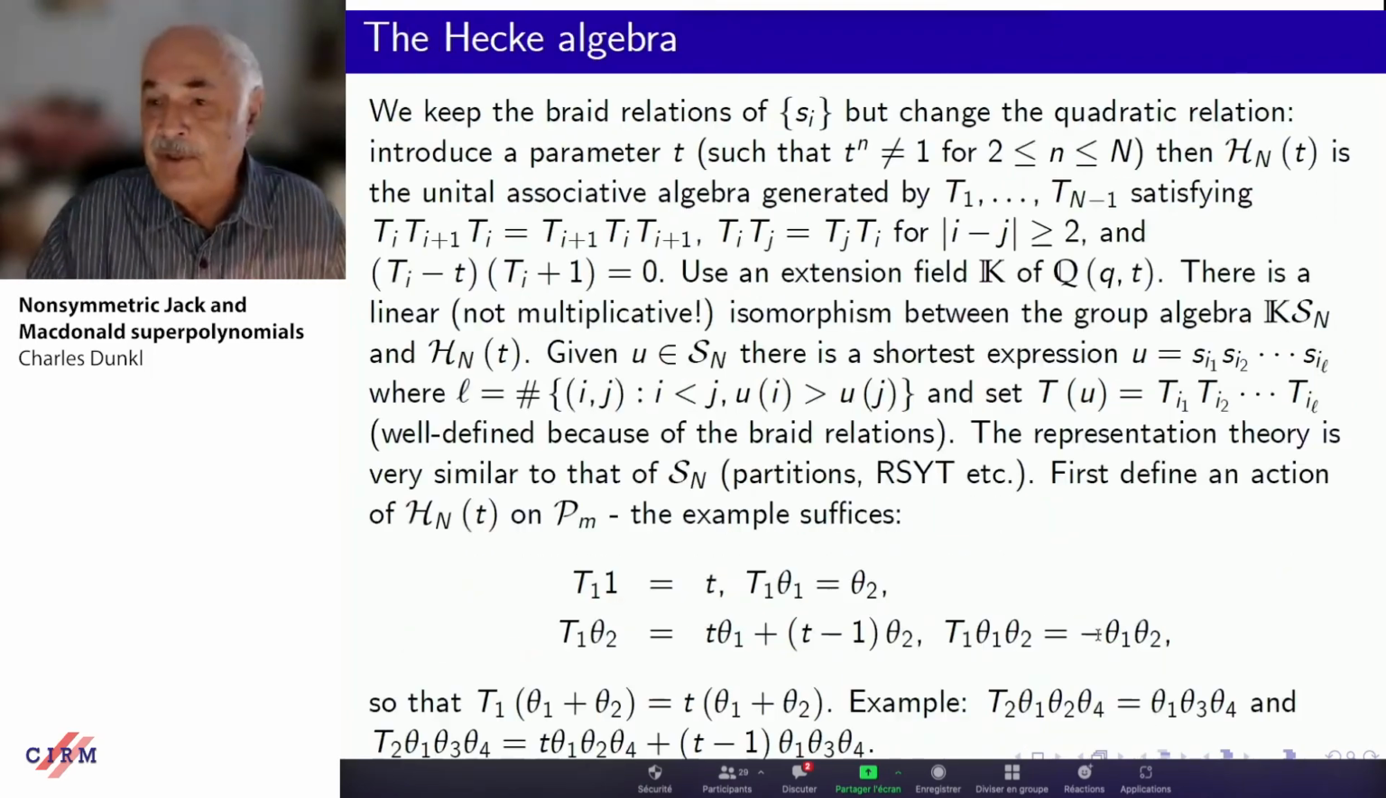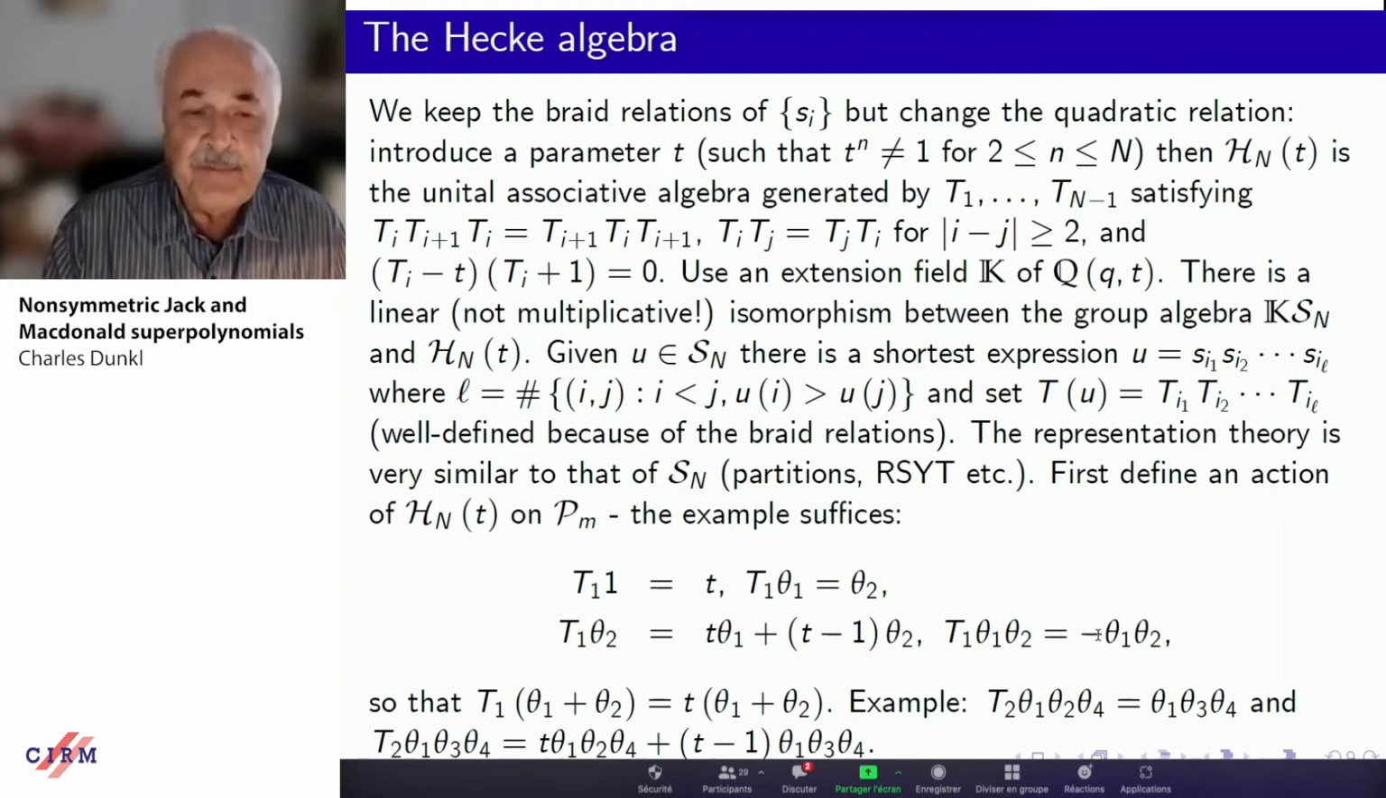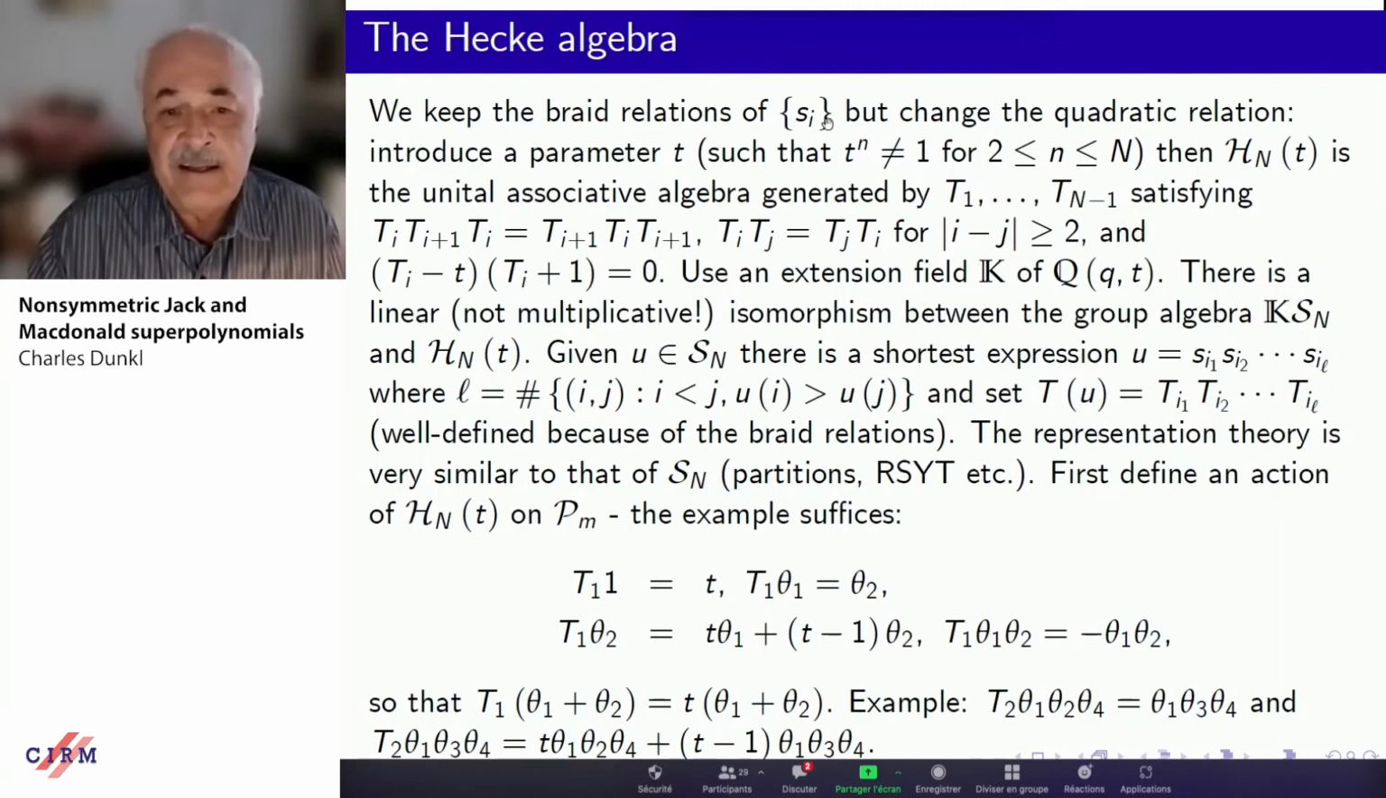I'd like to move on to the Macdonald polynomials, which are based on representations of the Hecke algebra. The Hecke algebra starts like the symmetric group, in that we have the elements s_i. We keep their braid relations, but we put in a new quadratic relation. So the T_i are abstract generators. Lowercase t is a parameter which is not an nth root of unity. For small n, 2 less than n less than big N. Here are the braid relations, and here's the quadratic relation.